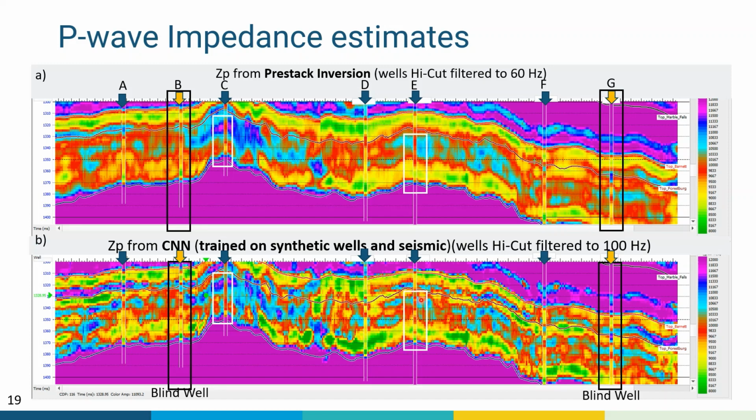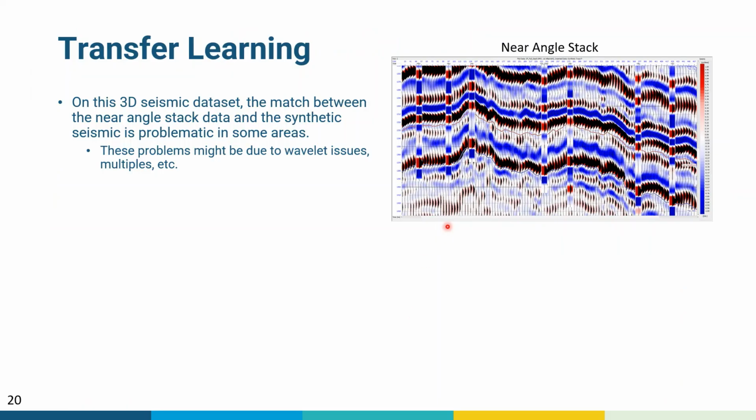And the reason that we're having a problem here becomes apparent when you look at the near angle stack versus the synthetic data. When we actually look at the zone of interest, you can see that there's a poor tie between the synthetic data and the actual seismic data.